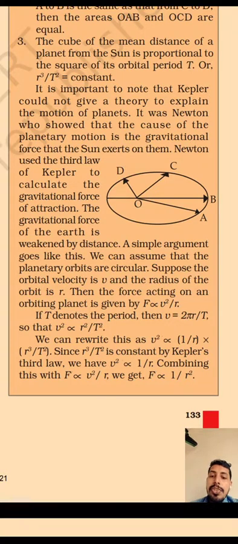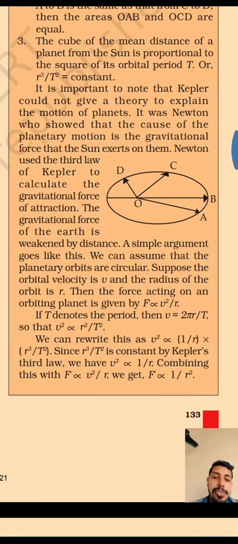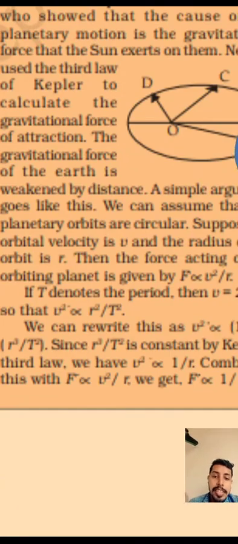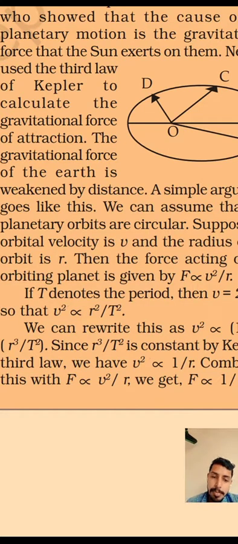So V square is directly proportional to R square by T square. Here V is equal to 2 pi R by T. 2 and pi are constants, so when making it proportional, we can remove that constant. When we make the equation, we add the constant back, that's it. So we can say V is directly proportional to R by T. Here we are taking V square, so V square is directly proportional to R square by T square. R by T whole square, so R square by T square.